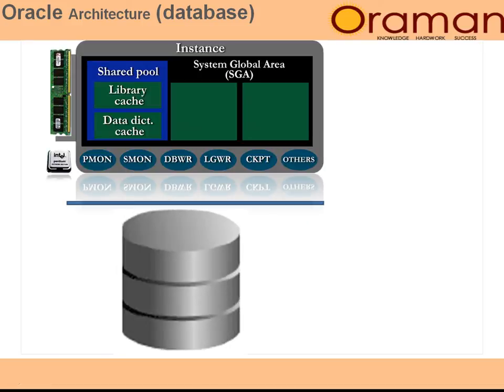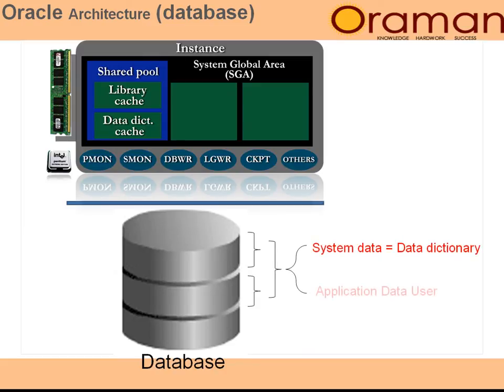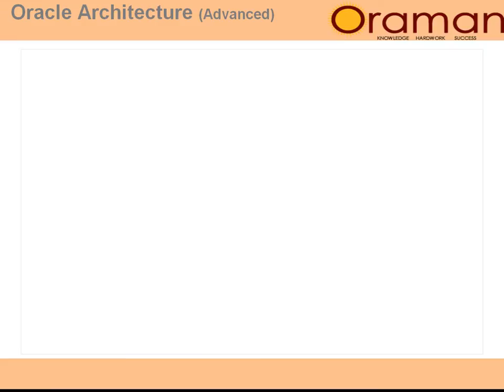Okay, from the definition of instance and database, we will go to the next level where we will see the overall picture of architecture. So just to recap, instance is nothing but system global area, a memory structure, and a combination of background processes. Background processes occupy this memory structure and make it an instance. And the instance manages the database, which consists of system data and application data, right? So let's go into the bigger picture of the entire architecture.